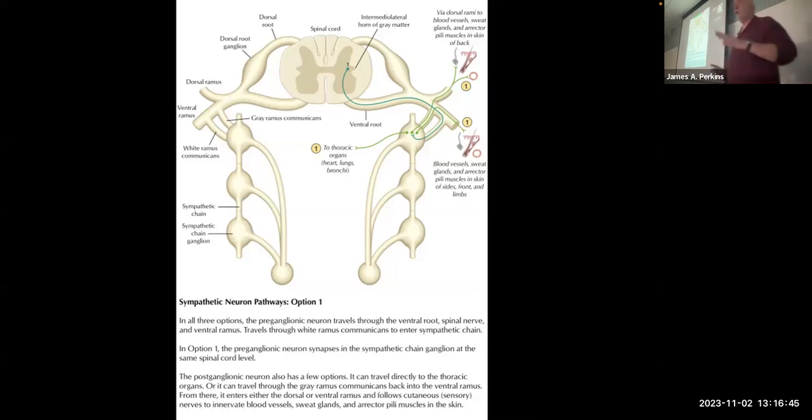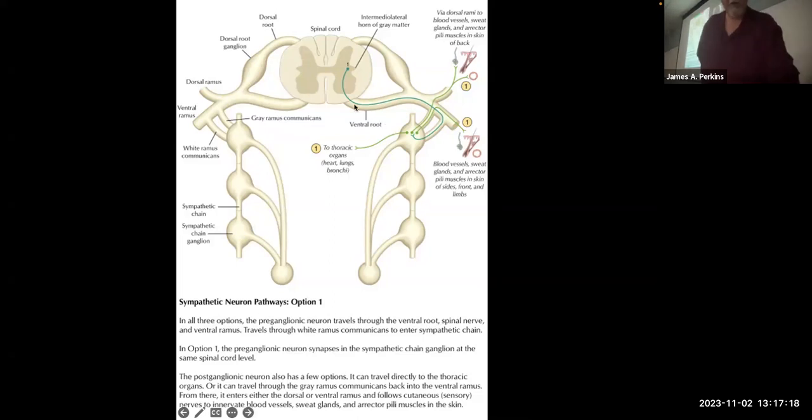So, little pop quiz here. At what vertebral levels will we find the white ramus communicans? T1 through L2, right? Because that's where all of the preganglionic sympathetic neurons are originating. So those are the only places where these preganglionic neurons are jumping from the spinal nerve into the sympathetic chain.